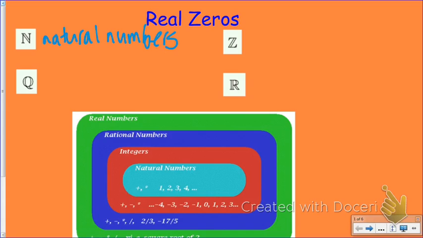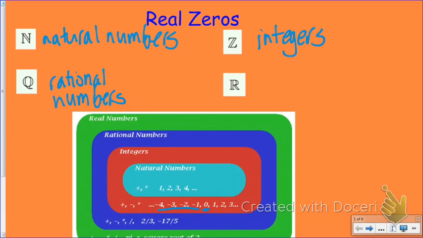The next set is what that Z is for. And even though it doesn't have a Z in it, integers is my next set. So integers include all of the natural numbers, but they also include 0 and all the negative numbers, but they are still whole numbers. So the next set is denoted by Q, but those are going to be our rational numbers. And rational numbers we're going to talk about today.